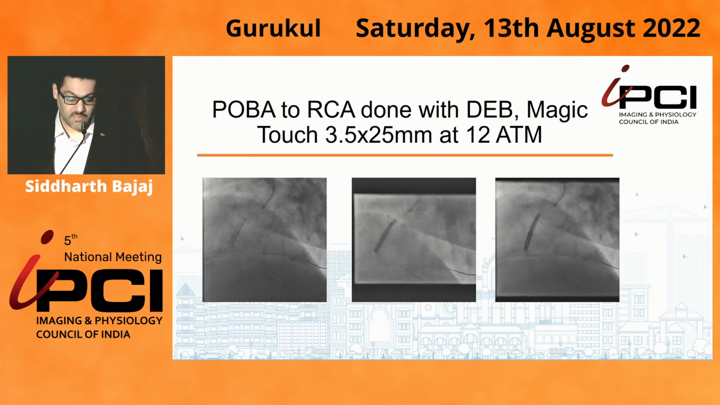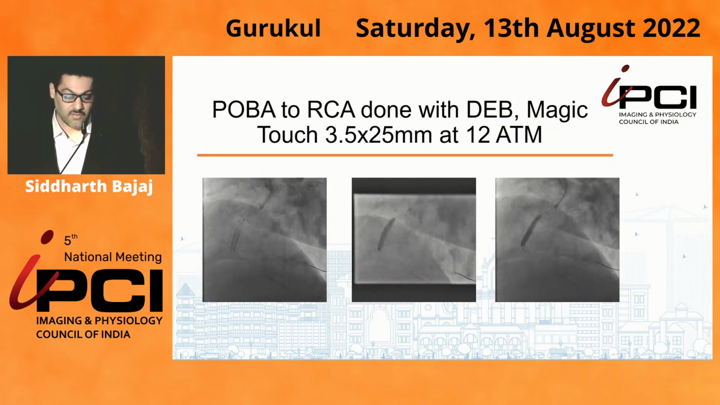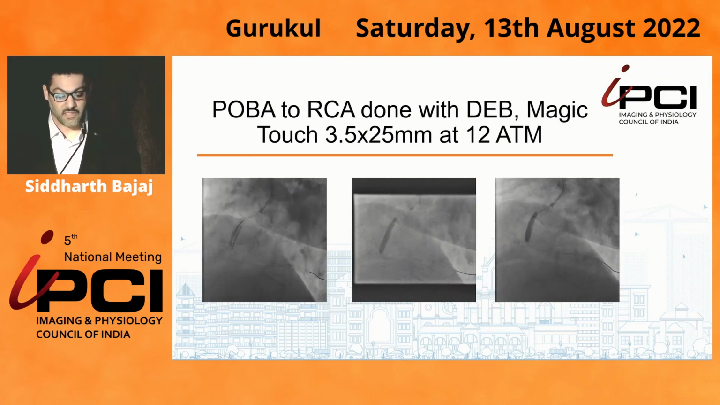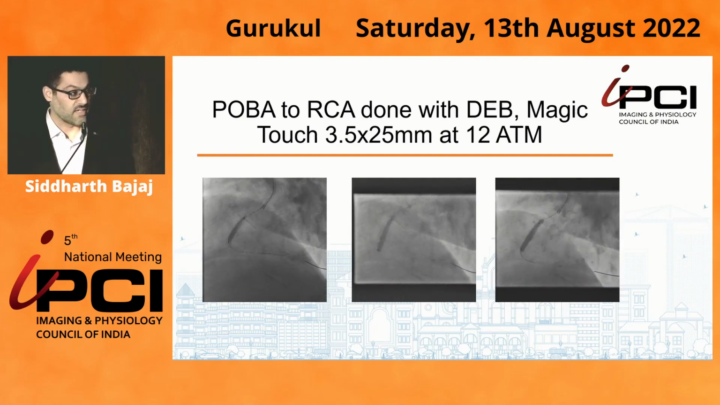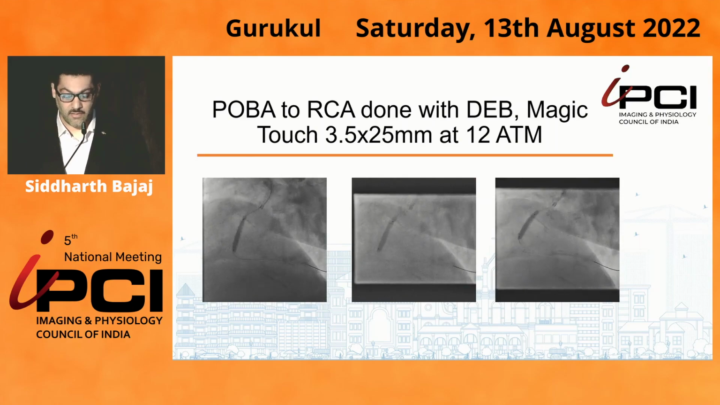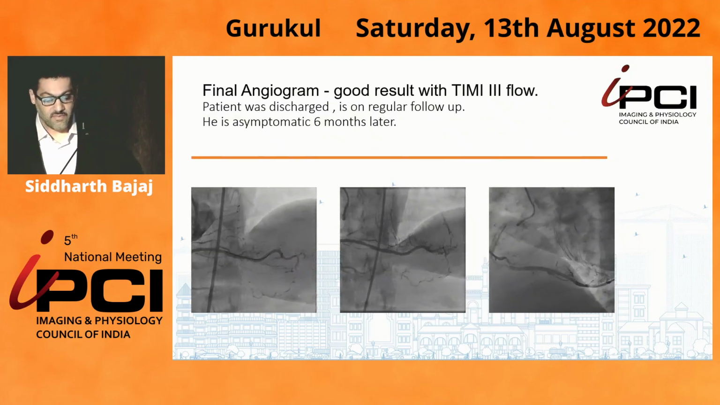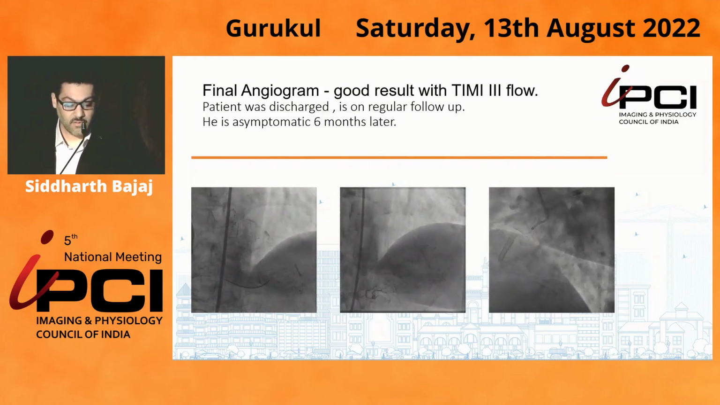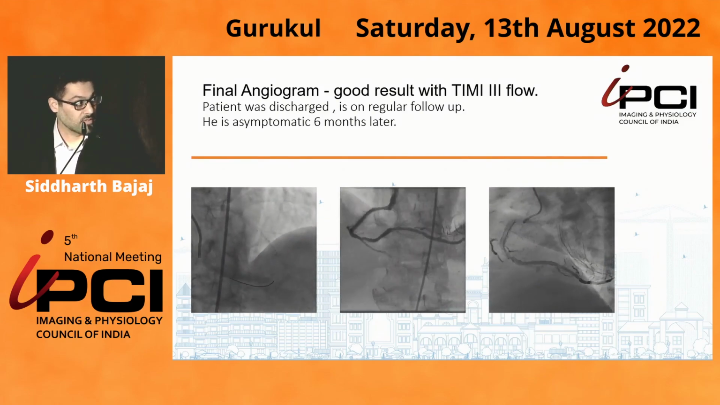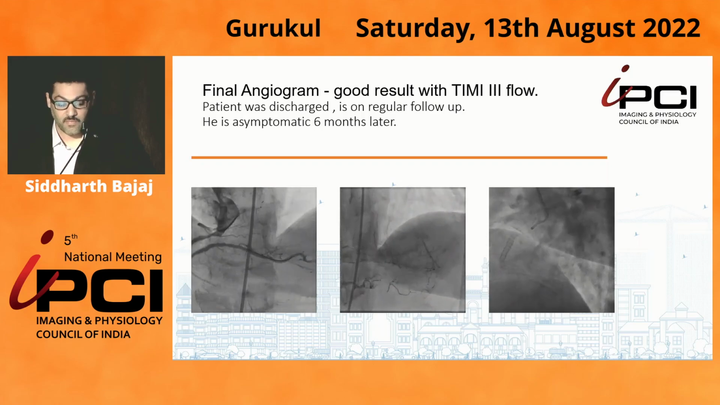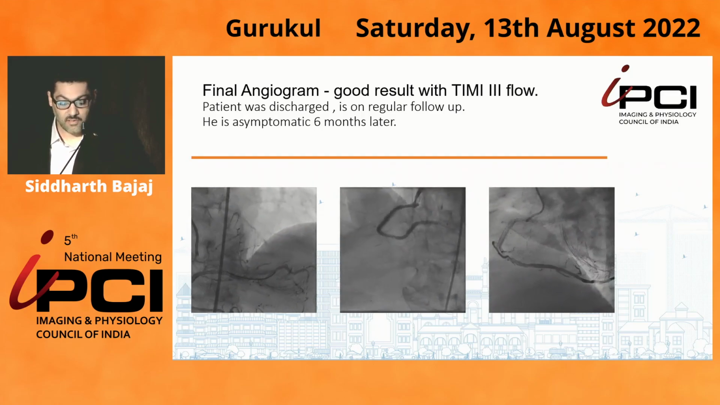Then we used a drug-coated balloon, 3.5 by 25 millimeters at 12 atmospheres, to the RCA. The final angiogram revealed a good result, with TIMI-3 flow. The patient was discharged and is on regular follow-up. She has actually come back and is pretty stable now, asymptomatic.